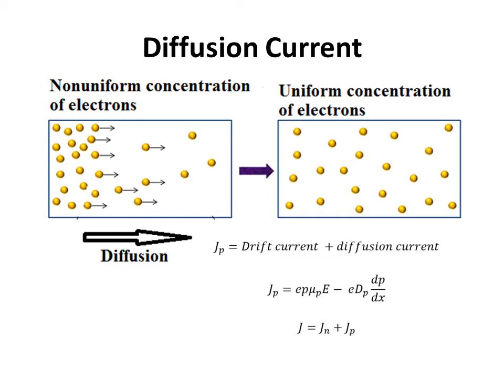So anyway, the diffusion current is due to the holes. Jp is equal to negative of e, where e is the charge of electrons, times capital Dp, which is a constant related to the diffusion of holes, referred to as the diffusion coefficient, and dp by dx is the concentration gradient of holes, or how the concentration of the holes varies with respect to x. So this equation represents diffusion current.